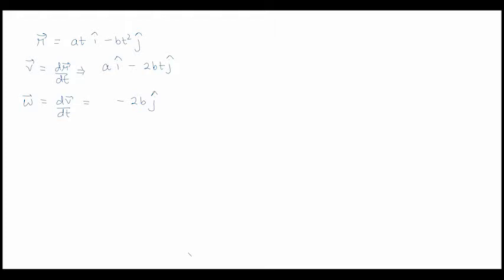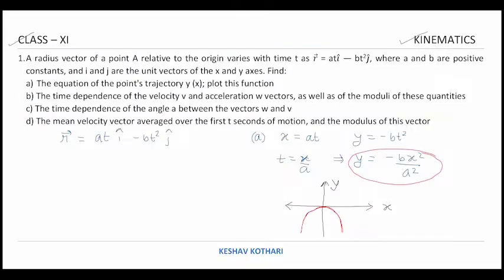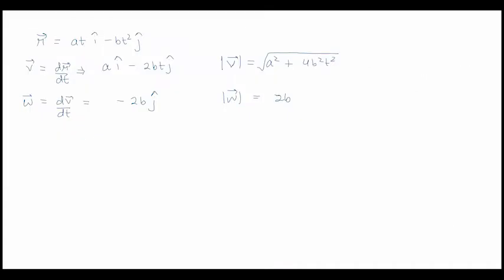The next part is to calculate their mod values, that is, their magnitude. The magnitude of velocity can be written as the square root of a² plus 4b²t², and that of acceleration is minus 2b, or we can simply write it as 2b because we are only writing the magnitude.